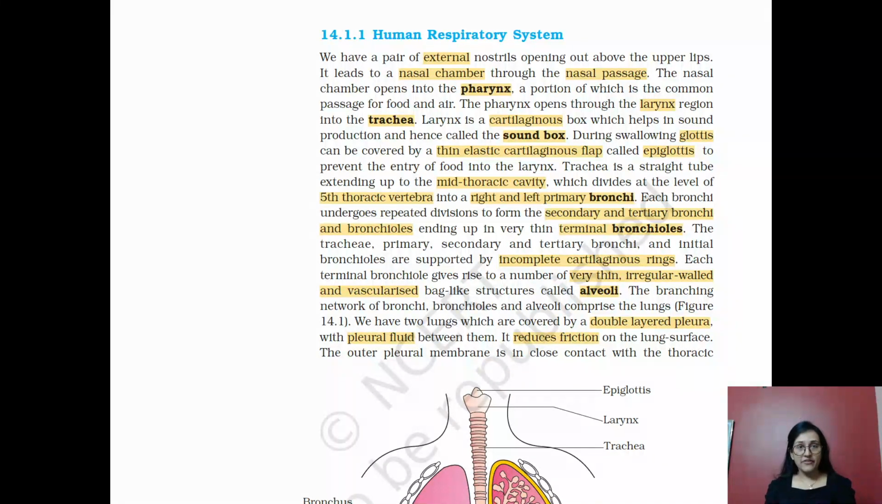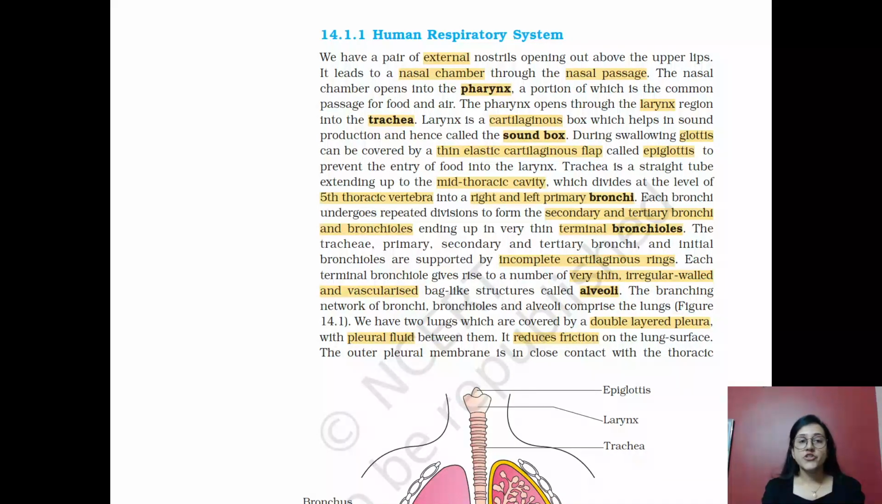Then from larynx, we get the trachea, which is a straight tube extending up to the mid-thoracic cavity, which divides at the level of the 5th thoracic vertebra into a right and left primary bronchi.